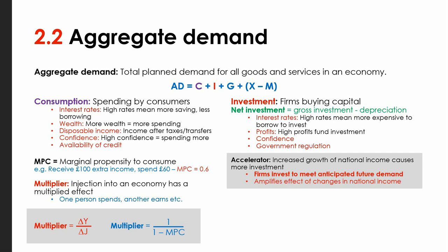Combining the accelerator and multiplier means that when we get an initial injection, we can actually have quite a substantial increase in national income, bigger than that initial injection. As for government spending and net exports, our other two components, we're going to cover them in topic 6 for government spending and topics 8 and 9 for the determinants of net exports.